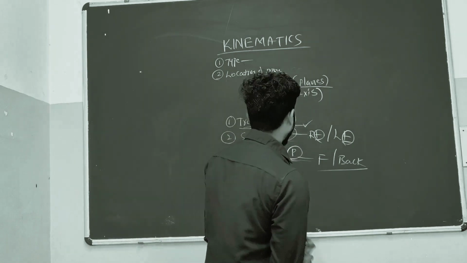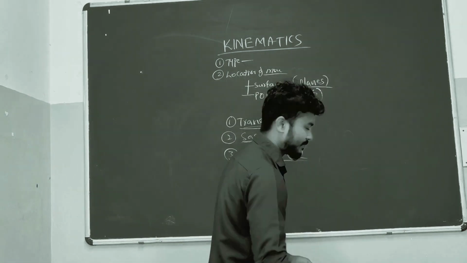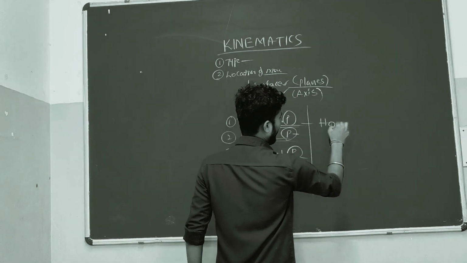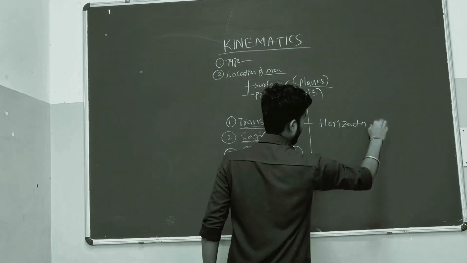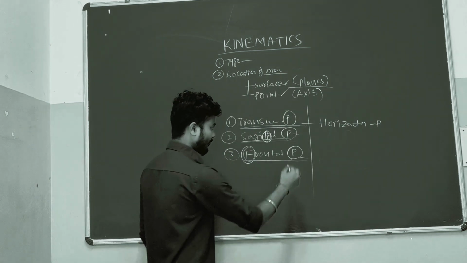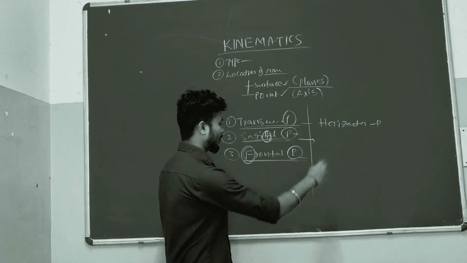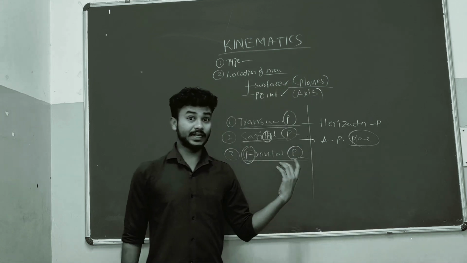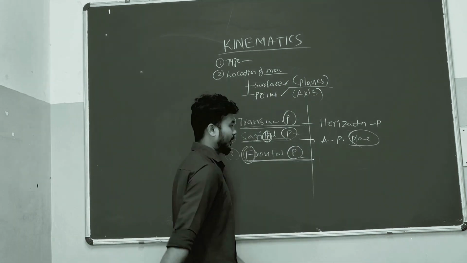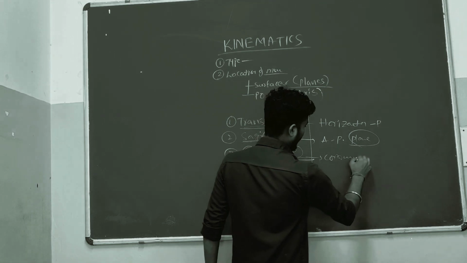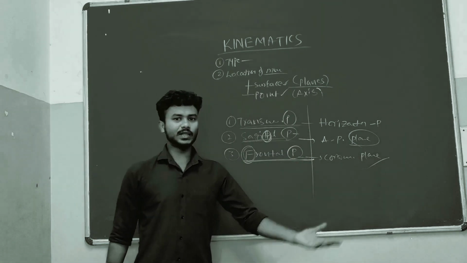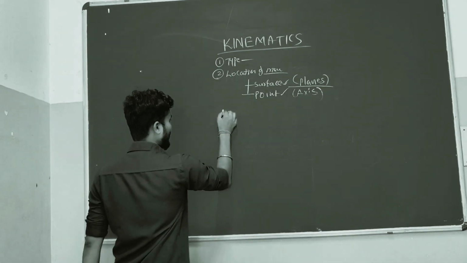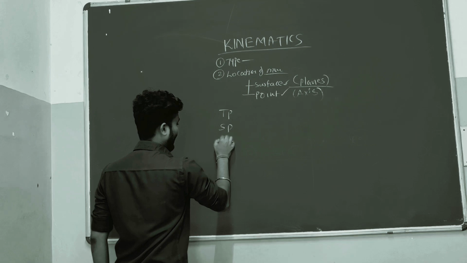These planes have different names. The transverse plane is also called the horizontal plane. The sagittal plane is also called the anterior-posterior plane. The frontal plane is also called the coronal plane. These are the other names for these planes. So for location of the movement, we have the transverse plane, sagittal plane and frontal plane.